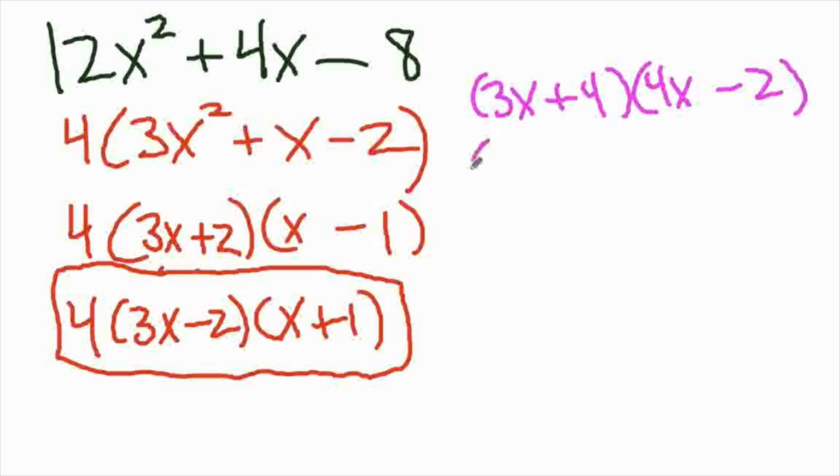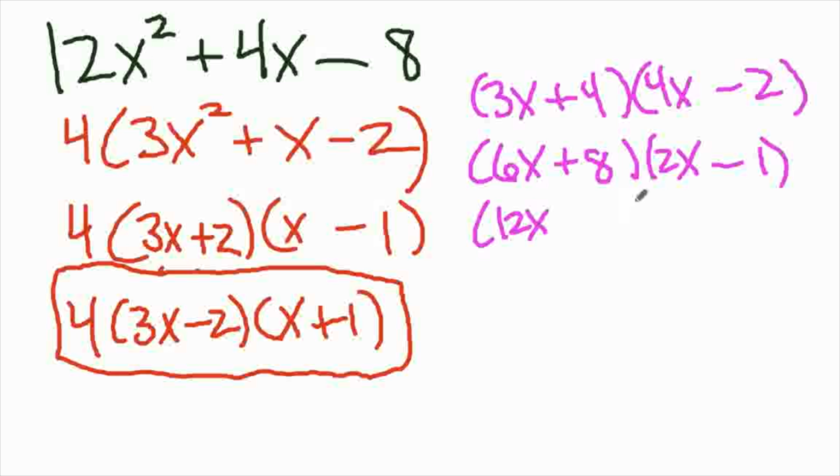But what else multiplies to 12? How about 6 times 2? And then what else multiplies to 8? How about 8 times minus 1? Now, not only do you have to consider the possibilities that I've written down here, but you also have to consider that the order matters now.